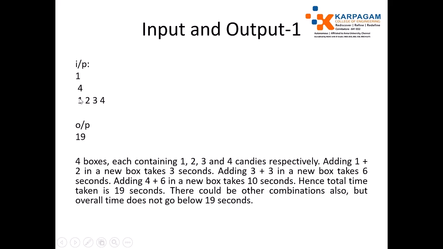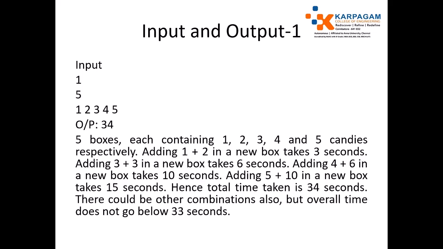This resultant value is put into another box, and you are taking 3 and adding 3. You get 6 seconds. Already you have 3 seconds, now 6 seconds, total 9 seconds. Then again adding 4 with 6, you get 10 seconds. Totally, if you add 10 plus 6 plus 3, you will get 19.